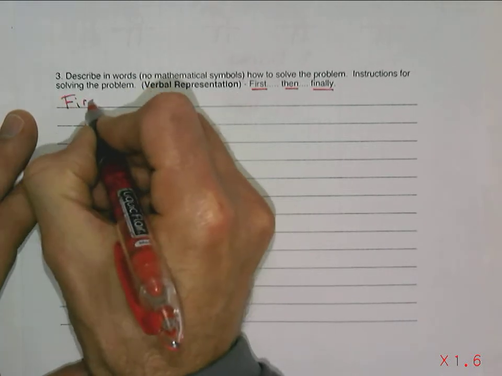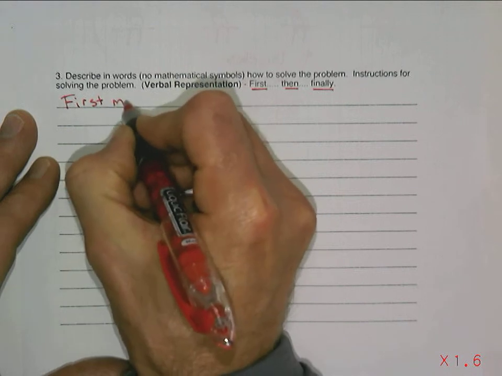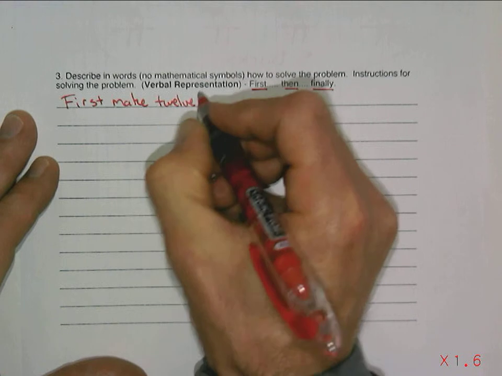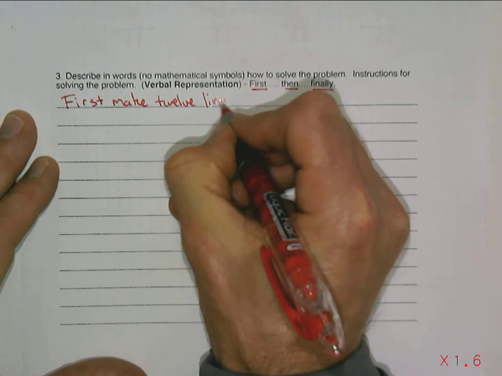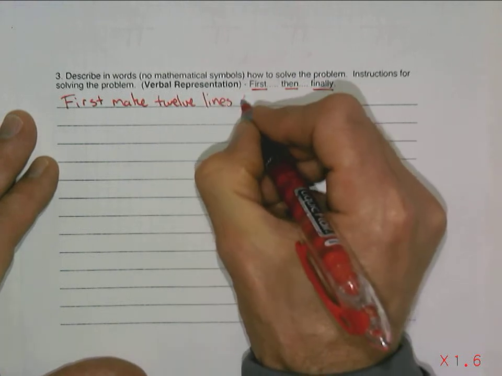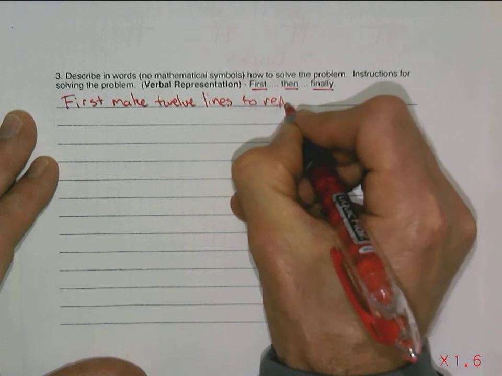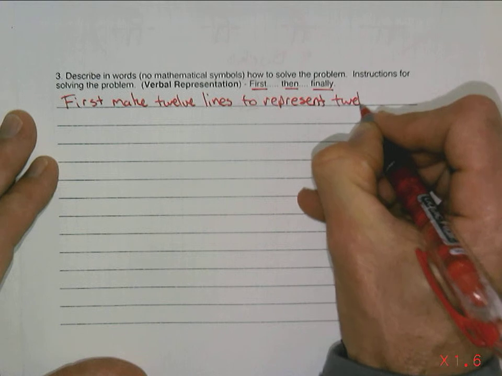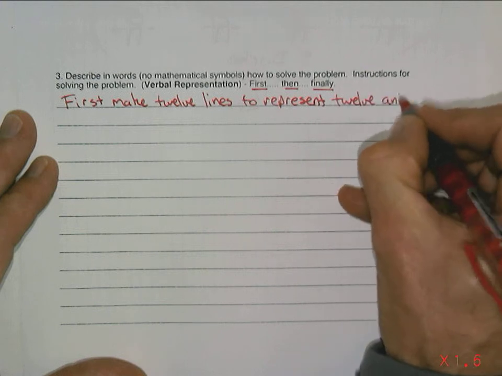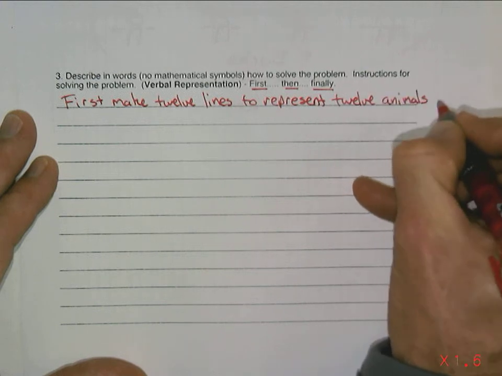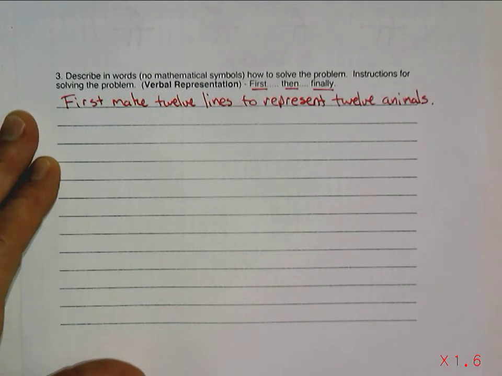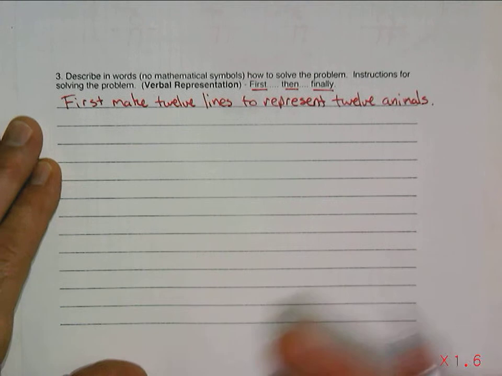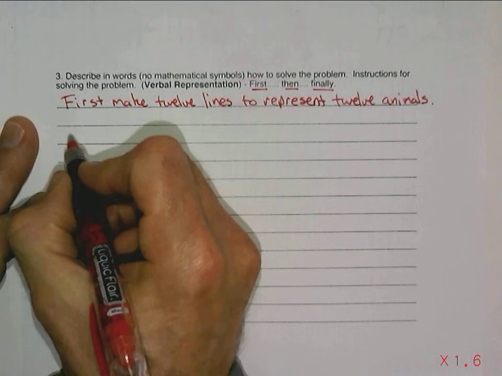First, make 12 lines to represent 12 animals. If you remember just a few minutes ago, that's what I did. I just drew 12 lines on the paper, and I just said those are my 12 animals.